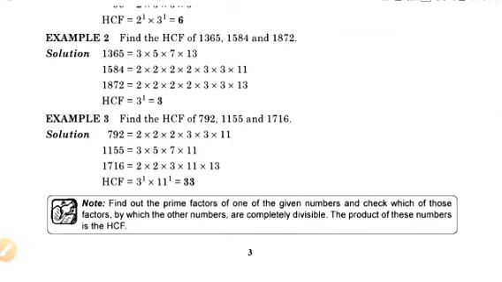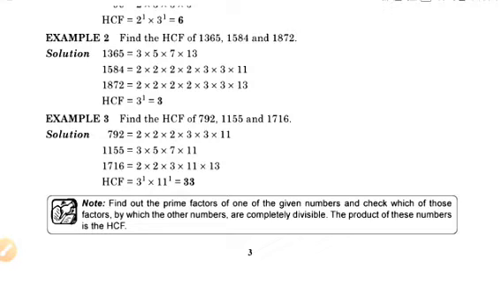Similarly, we can find the HCF of 792, 1155 and 1716 in example 3 by the prime factorization method. That is, 792 has the factors 2, 2, 2, 3, 3 and 11. 1155 has the factors 3, 5, 7, 11 and 1716 has the factors 2, 2, 3, 11 and 13.